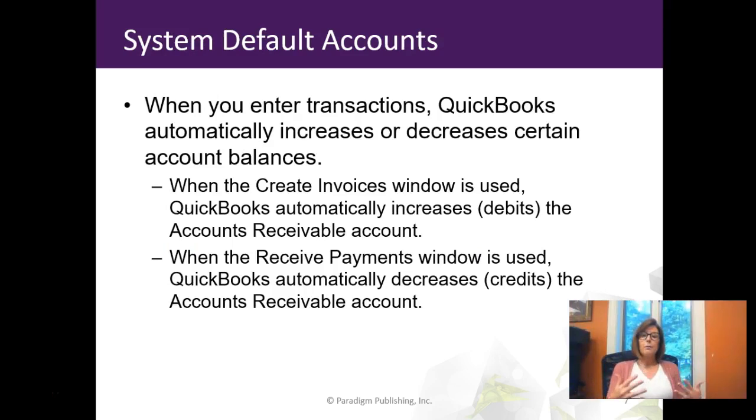Like with the vendors, we've got some default accounts, and QuickBooks is at least smart enough to understand that there are certain accounts that will result in a credit or a debit when we do those transactions. When we do the create invoices window, that will automatically increase, or debit, our accounts receivable. When we receive the payment, it will automatically decrease, or credit, our accounts receivable. And what kind of an account is accounts receivable? Asset account.